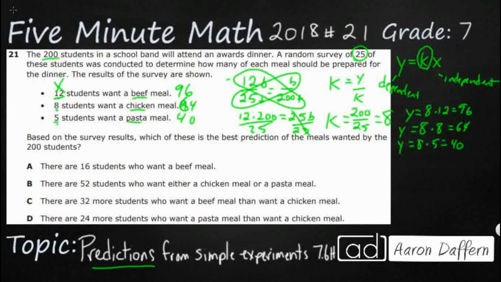So either way, you can find the constant of proportionality. Let's check the answers. There are 16 kids who want a beef meal? Now we're looking at 96, so A is not working for us. 52 kids who want either chicken or pasta? Chicken or pasta is 40 plus 64, that's 104. Not even close. 32 more kids who want beef than chicken? So beef minus chicken, 96 minus 64, does that equal 32? Yeah, looks pretty good. 24 more students who want pasta than chicken? Pasta is less than chicken. So our answer here is C.